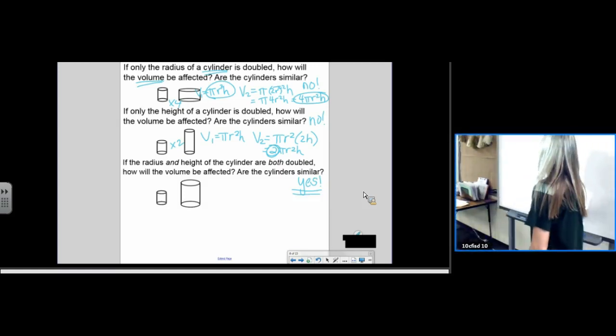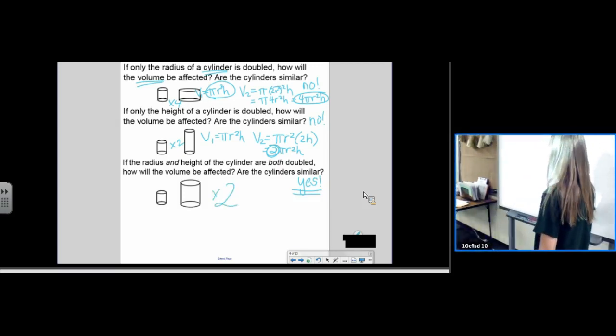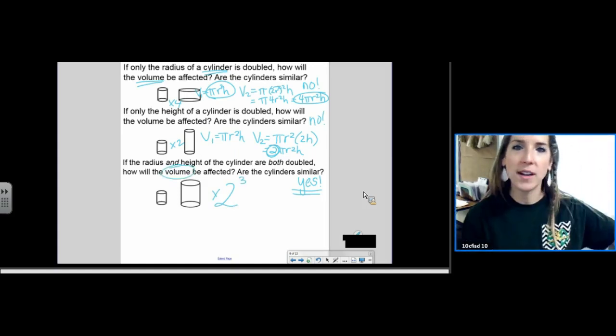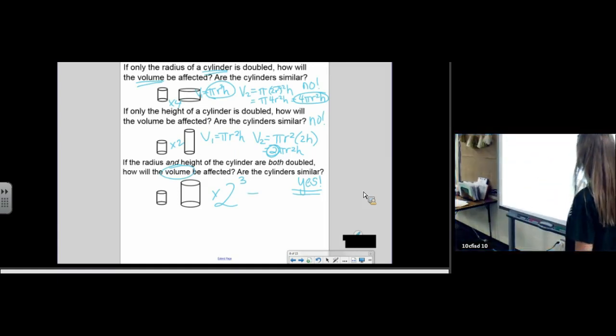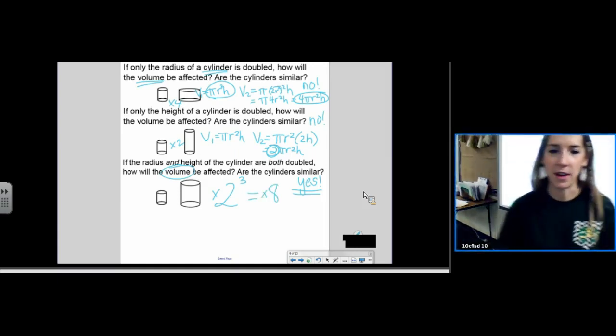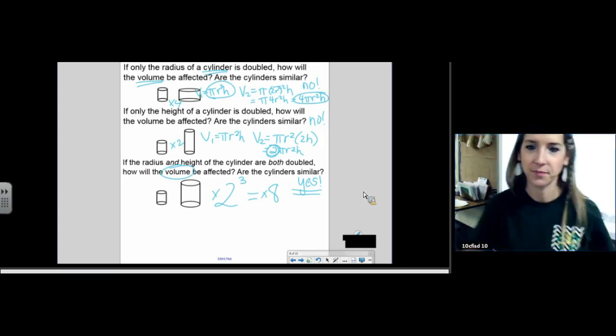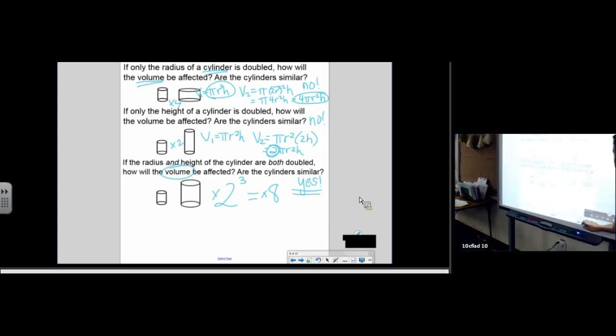So we're going to do our little trick that says I'm doubling the dimensions. I need to make it 3D because it's volume. So all we're going to do is 2 cubed. We're back to Tuesday. We just time traveled. 8 times bigger. Cool. Super fun.